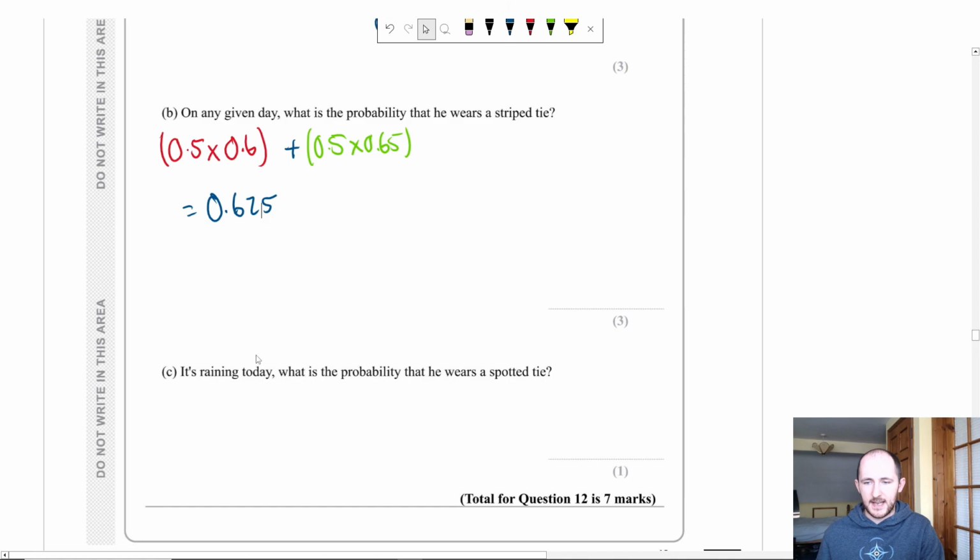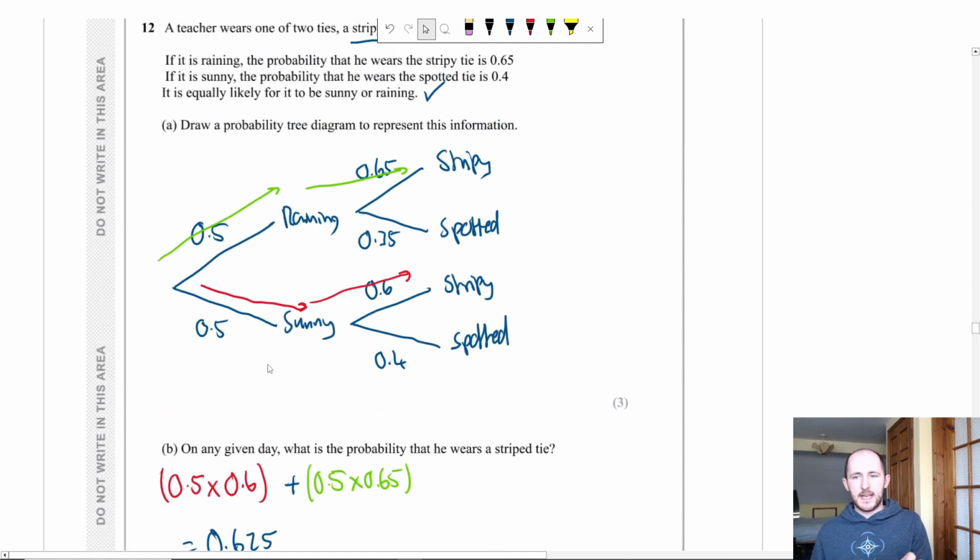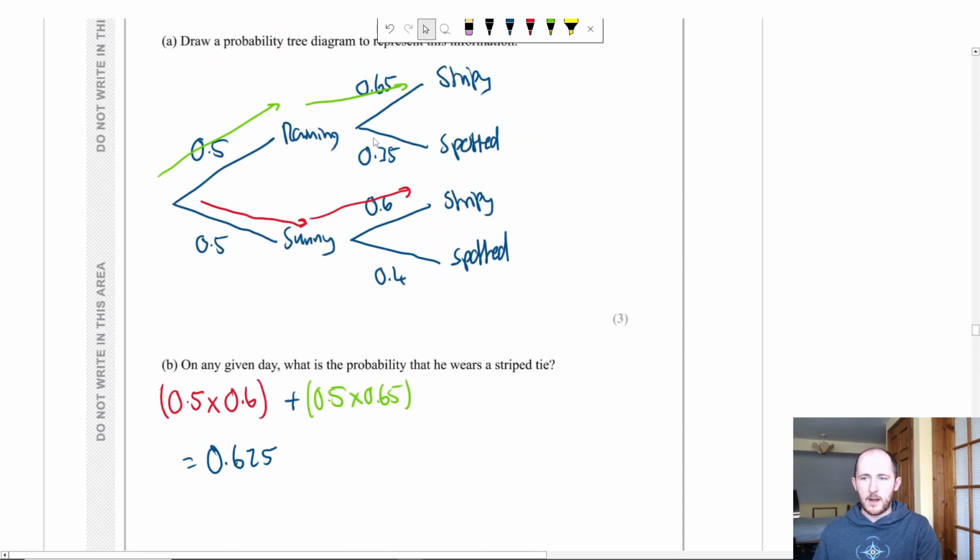So if it's raining today, what is the probability he wears a spotted tie? So it doesn't say "if it's raining". It says it's raining today. So for "it's raining today", we don't need to include this first set of probabilities because it's telling me already. There's a 100% chance it's raining today because I'm literally looking outside, it's raining. What is the probability he wears a spotted tie? That would just be 0.35. Right? It's raining today. Probability of spotted tie is 0.35.